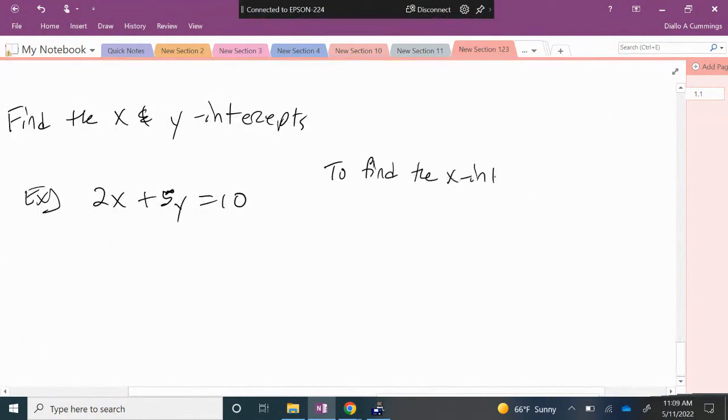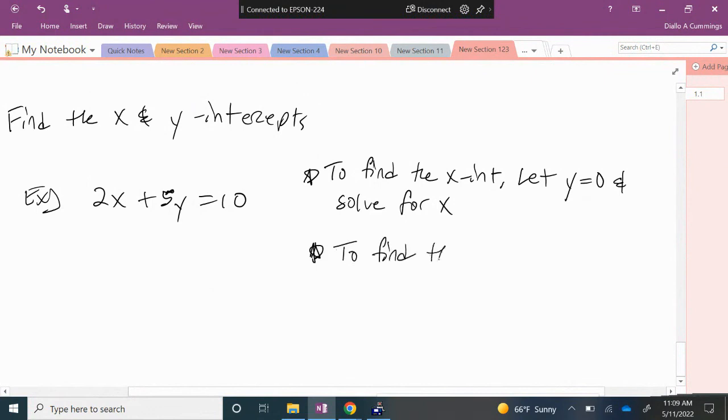To find the x-intercept, let y equal 0 and solve for x. And then conversely, to find the y-intercept, we let x equal 0 and solve for y.